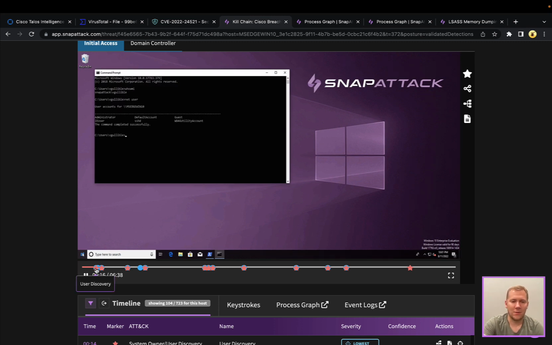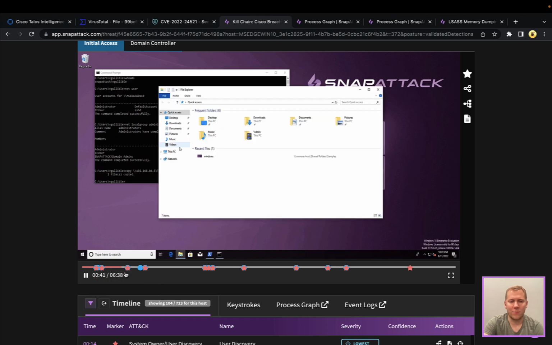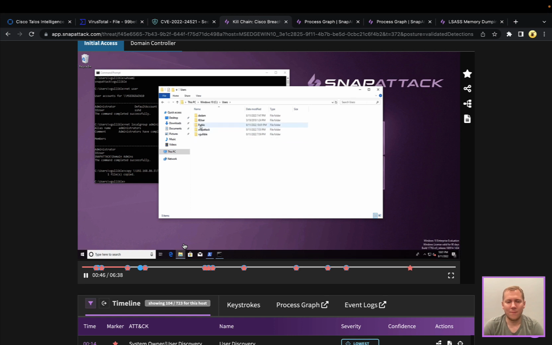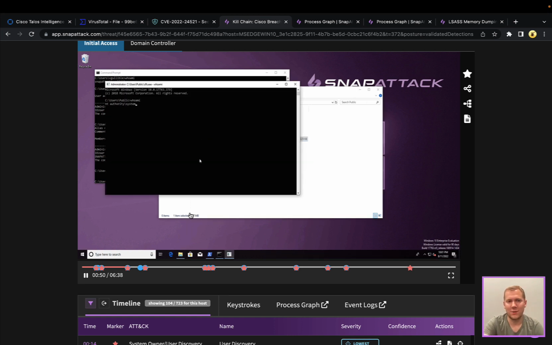So they used some user discovery, whoami, local administrator discovery, looking for local groups. We can actually see here there's that privilege escalation. So they're going to copy that CLFS executable over to the file system and launch it. And you can see they've got an admin shell that's launched interactively.